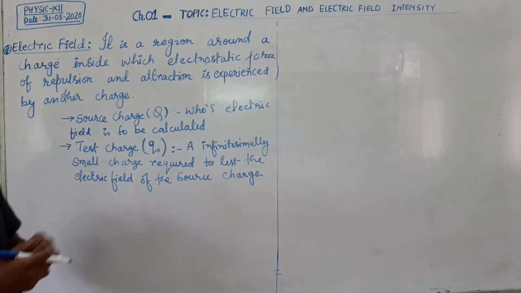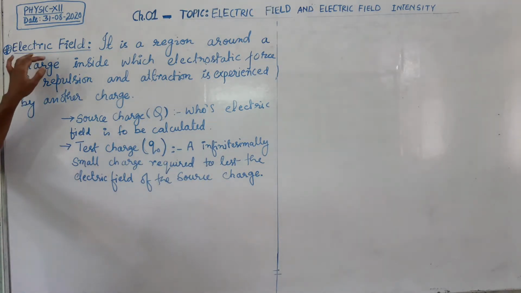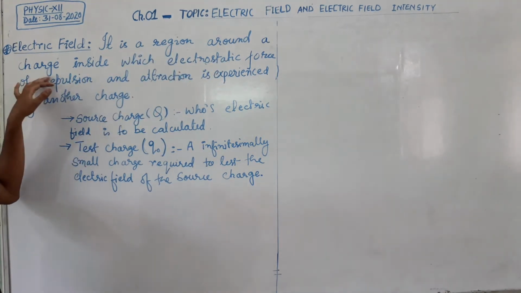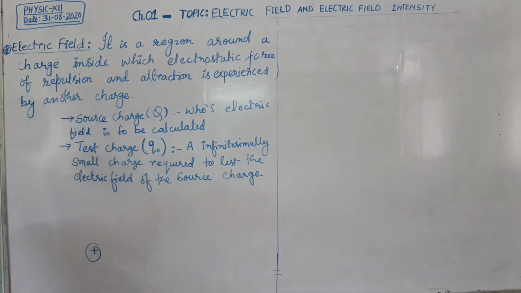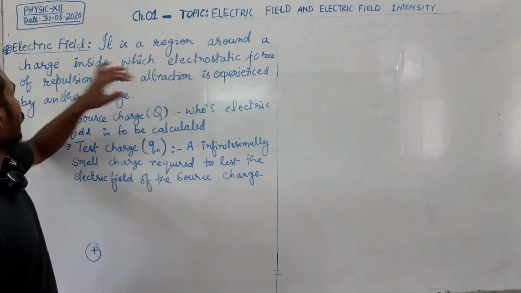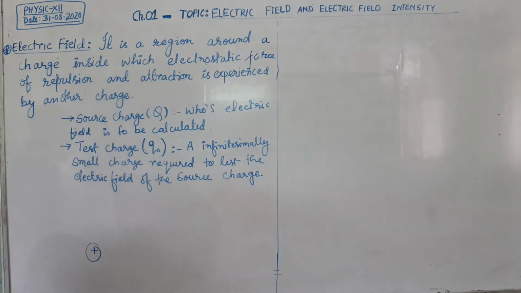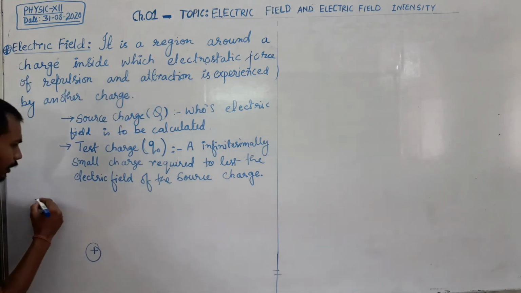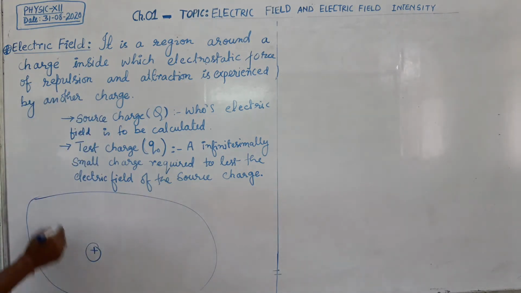So first, the definition of electric field, then I will explain with the help of a diagram. The definition is: it is a region around a charge. So let us consider a charge, say for example, this is a charge. Plus means positive charge. We have considered a positive charge. Now let us consider a region around this charge according to the definition. Say this is a region around the charge.